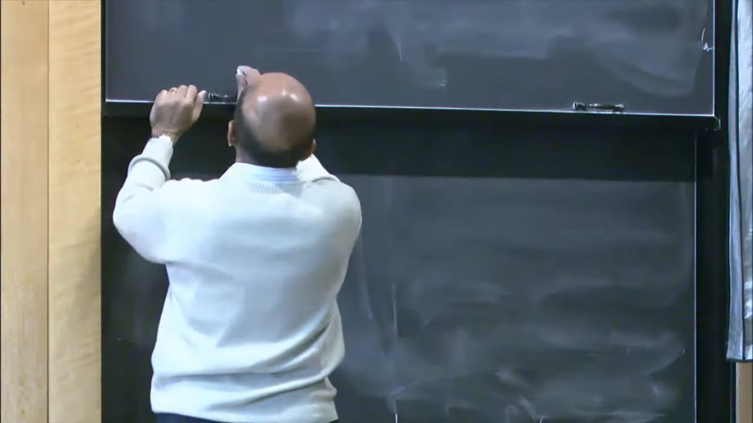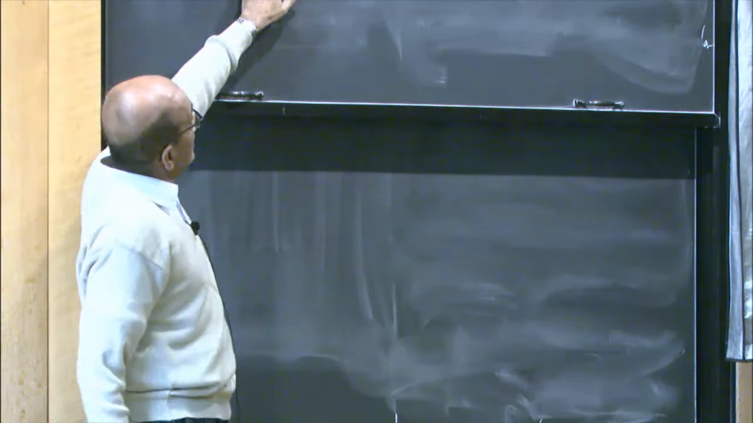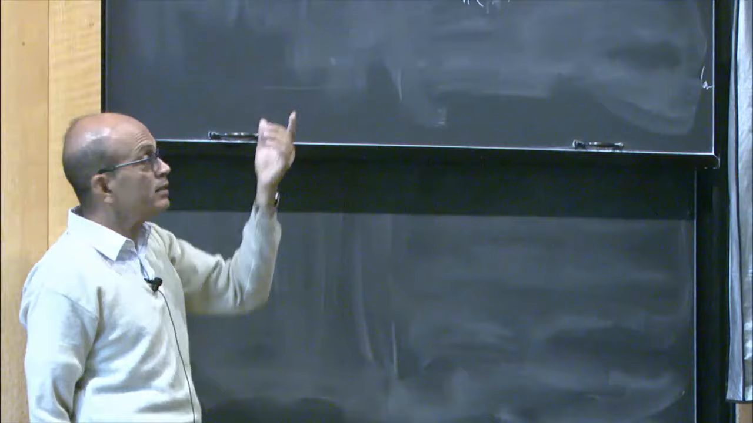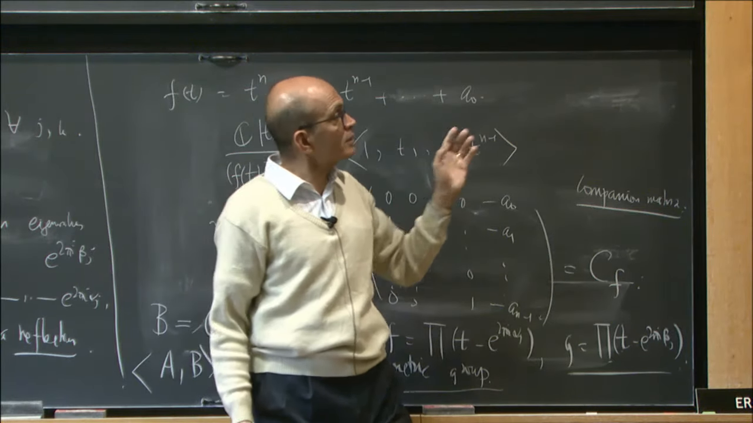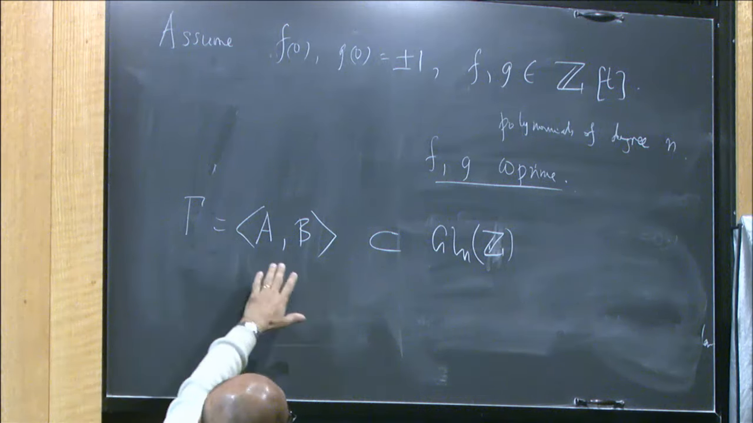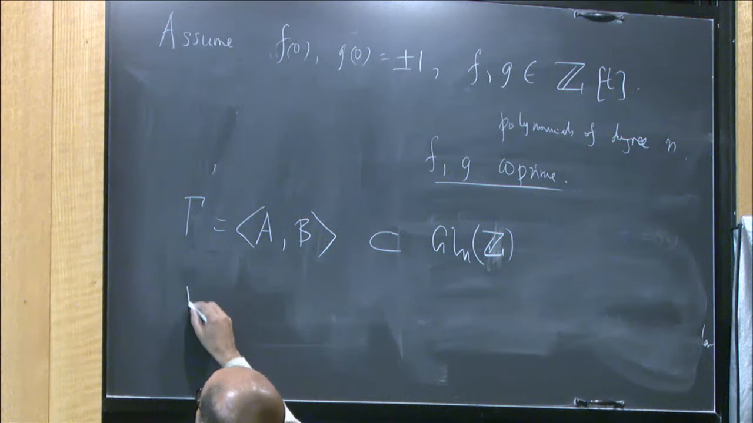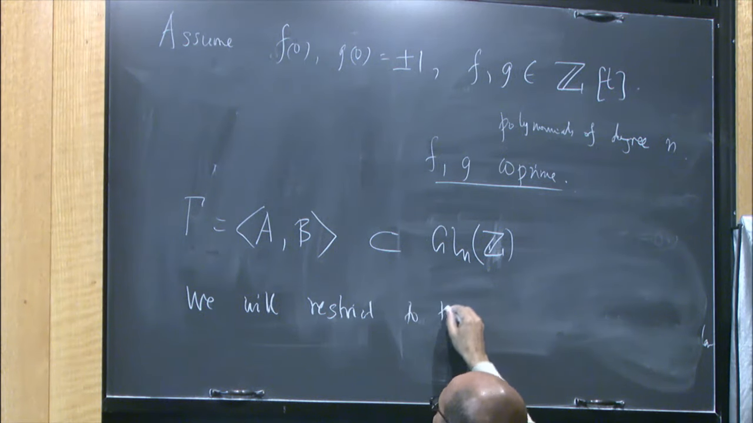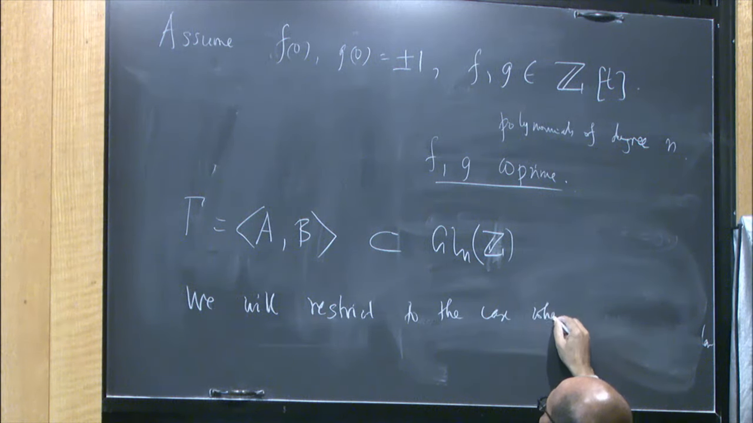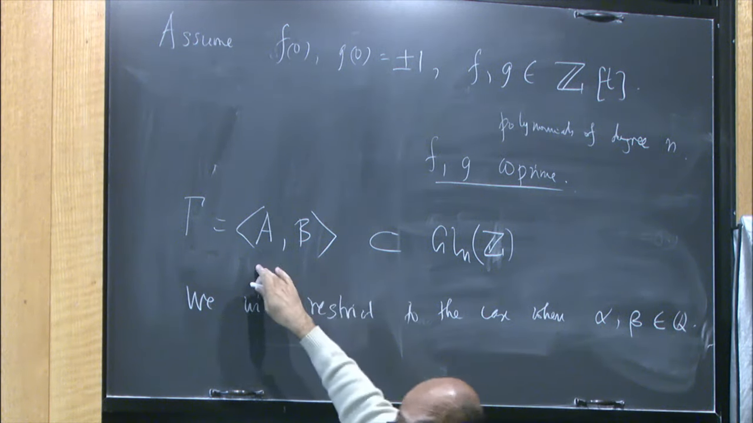Okay, but you see, for reasons coming from geometry, these monodromy matrices should not just be arbitrary numbers, but they should be roots of unity. If you are interested in a situation where this is actually a geometric monodromy group, which I haven't defined, then we will restrict to the case when alpha, beta are rational numbers. So all the roots are roots of unity.